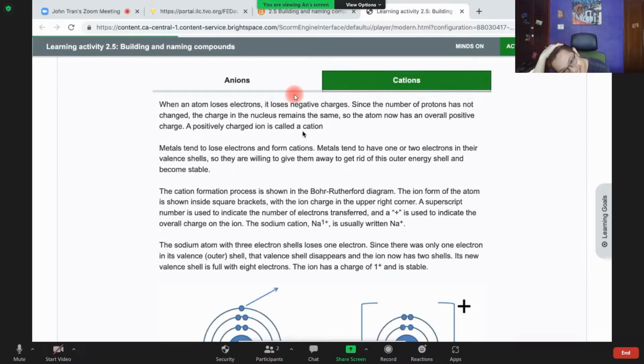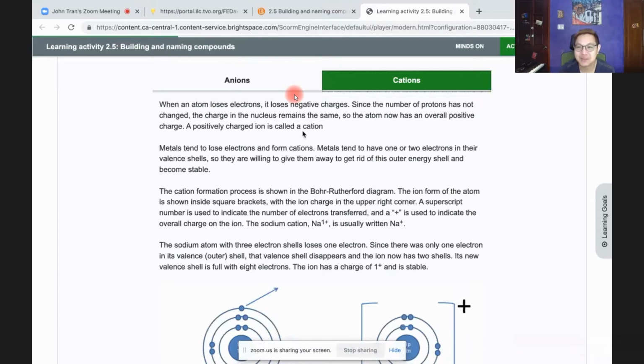Not "cation", it's "cation". When I was learning it back then, I was like, cation? No, it's cation. Cat-ion.